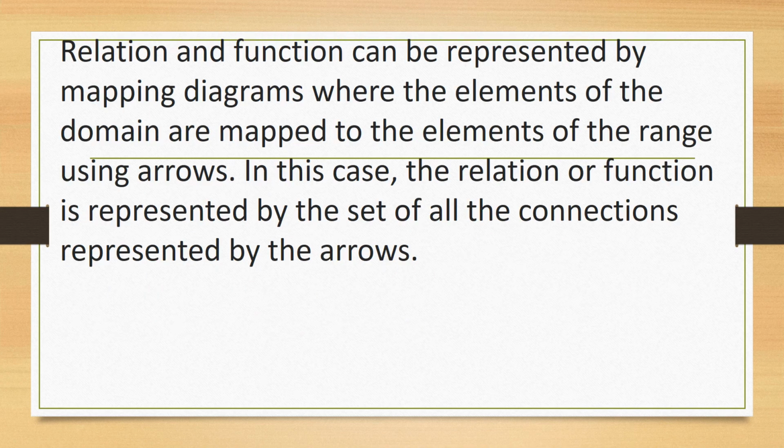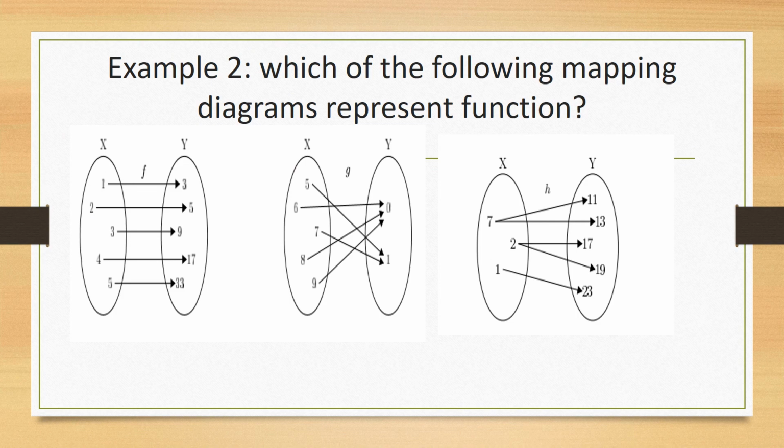Relation and function can be represented by mapping diagrams where the elements of the domain are mapped to the elements of the range using arrows. In this case, the relation or function is represented by the set of all the connections represented by the arrows. I will show you how to identify a function in mapping diagrams, which contain the domain and also the range.